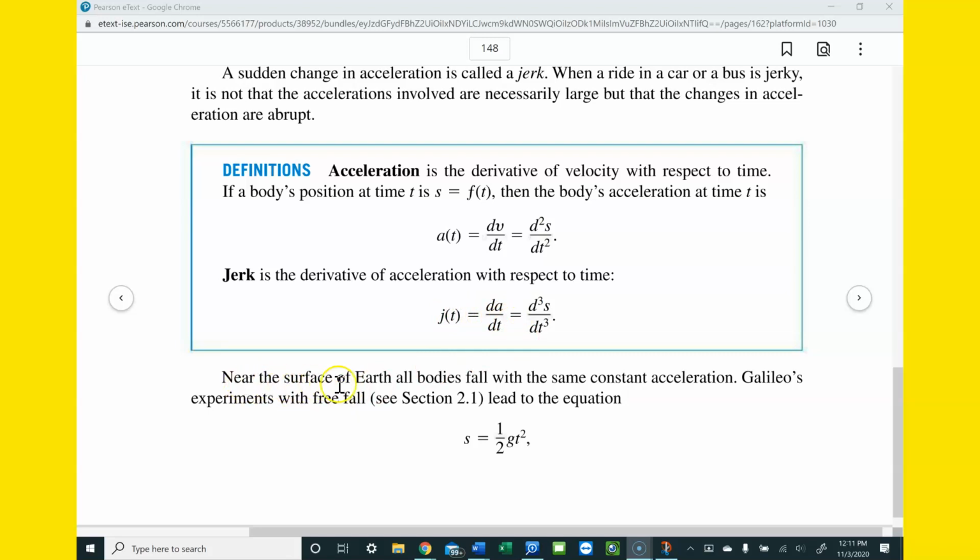Okay. Near the surface of the Earth, all bodies fall with the same constant acceleration. And it's the acceleration that's due to the constant force of gravity. And so since we have a constant force of gravity on Earth, near the surface, then we have a constant acceleration. And it is this little letter we call little g. That's the acceleration due to gravity. And little g in meters is negative 9.8 meters per second squared.